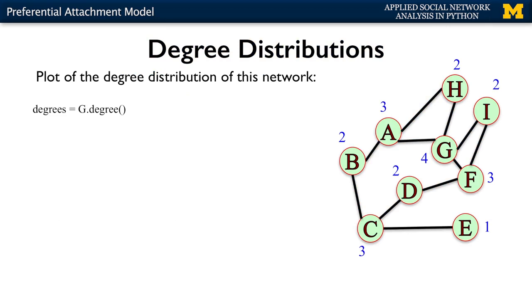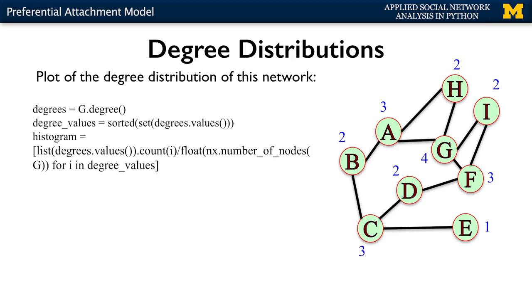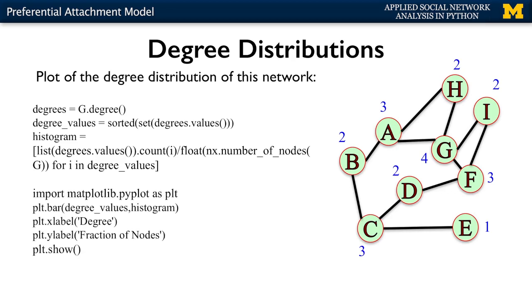We can plot the degree distribution of a network using NetworkX in the following way. First, we use the function degrees, which returns a dictionary where the keys are nodes and the values are the degree of the nodes. And then we construct a list of sorted degrees. So these would just have the degrees of all the nodes in the network in a sorted list. And then we construct a histogram that tells us how many nodes of a particular degree we have. And then we can just plot a bar plot of this histogram.